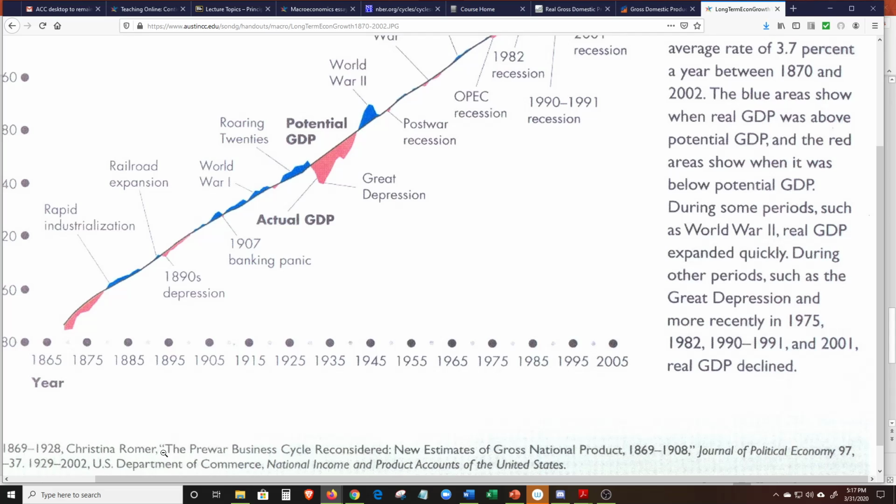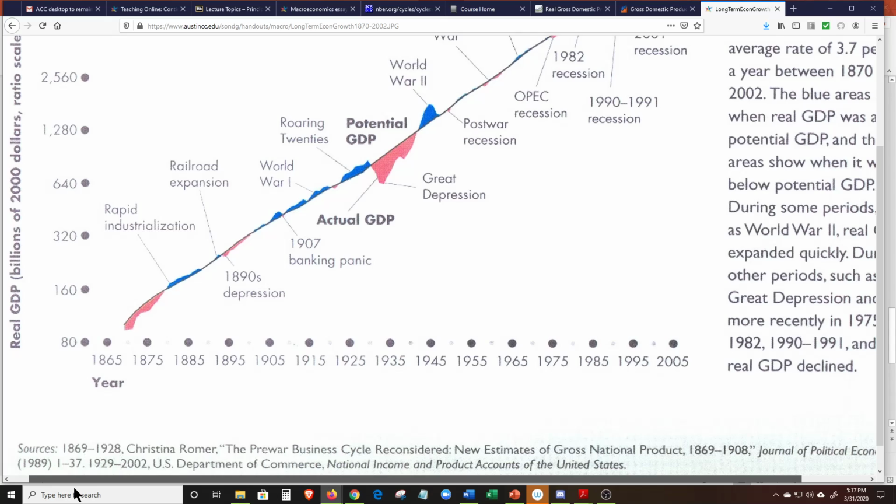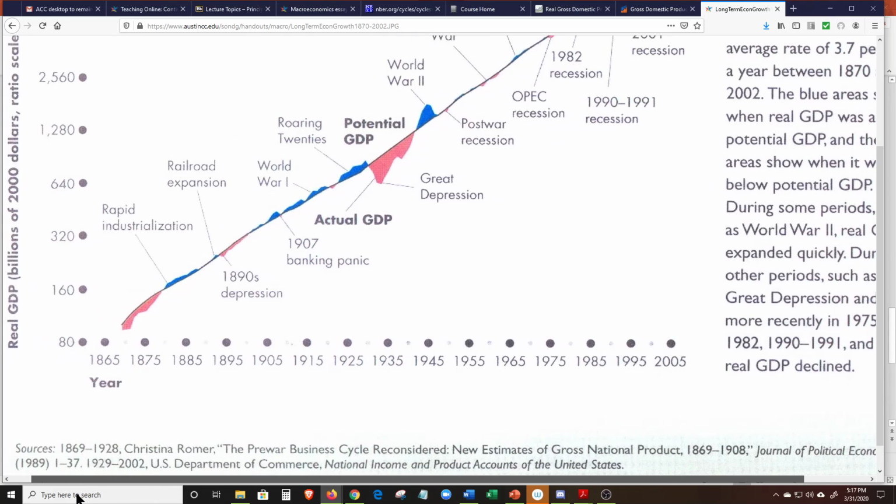Christina Romer, the pre-war business cycle reconsidered, new estimates of gross national product, 1869 to 1908, Journal of Political Economy. And then from 1989, that was published. And then 1929 to 2002, U.S. Department of Commerce, National Income Accounts. Basically, the Department of Commerce did this.